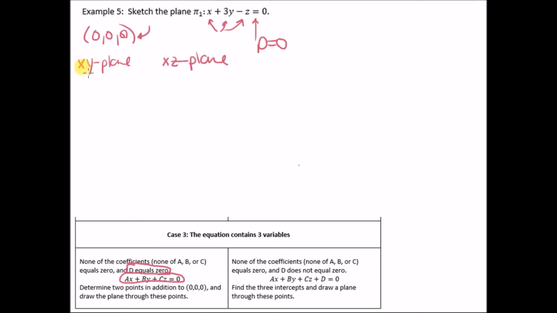Okay, so in order to intercept the xy plane, z has to equal 0, which is no problem. We just take x plus 3y minus 0 equals 0. Let's simplify this and rewrite it as x plus 3y equals 0. So we've seen this before. The xy plane is intercepted along the line x plus 3y equals 0. So all we have to do is find a point that satisfies this equation.